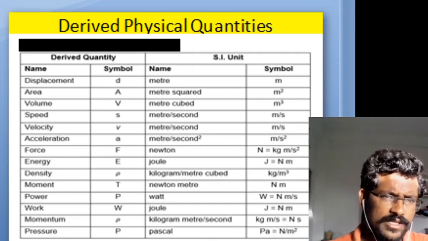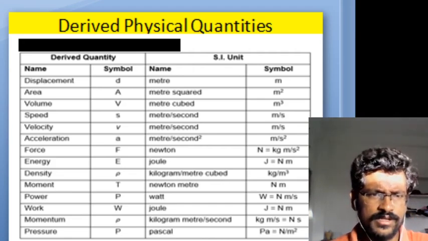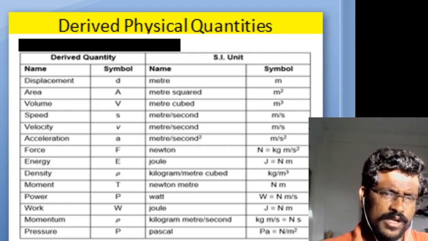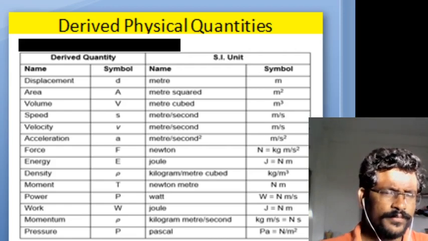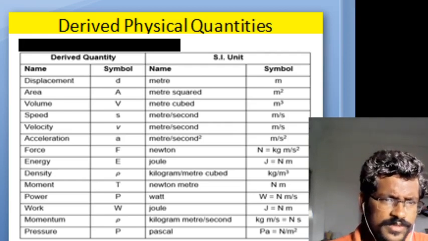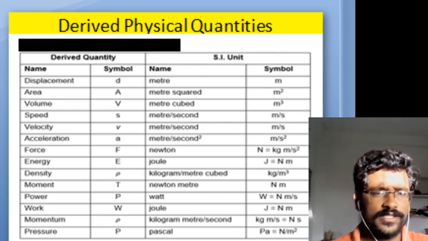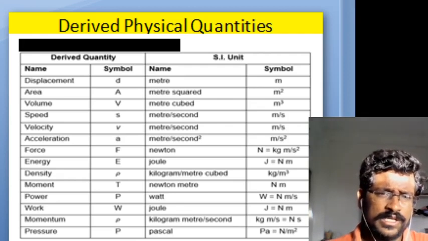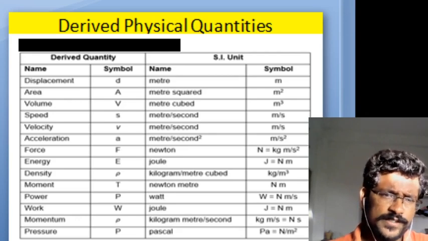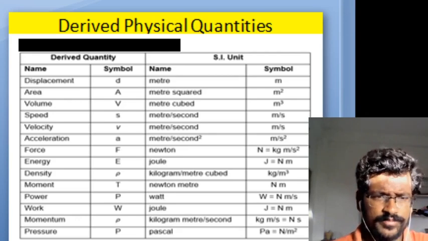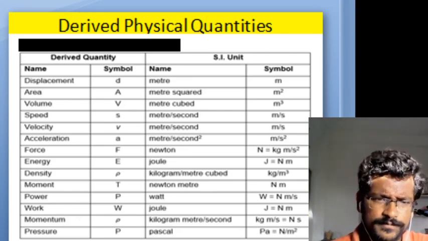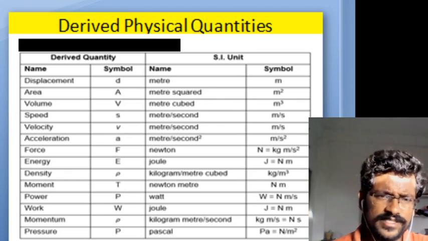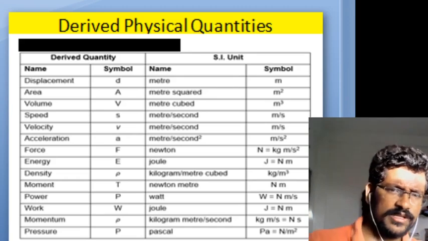Now we are going to discuss acceleration. It is the rate of change of velocity with respect to time. We define velocity, speed and acceleration with respect to time. Acceleration is denoted by m. The SI unit of acceleration is meter per second square. CGS units are centimeter per second square.